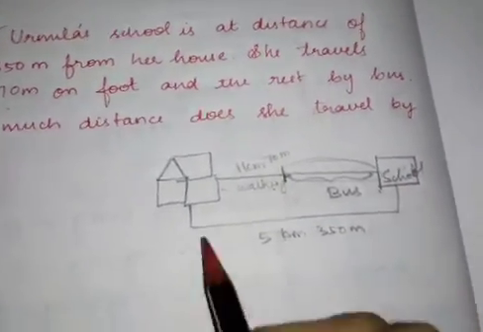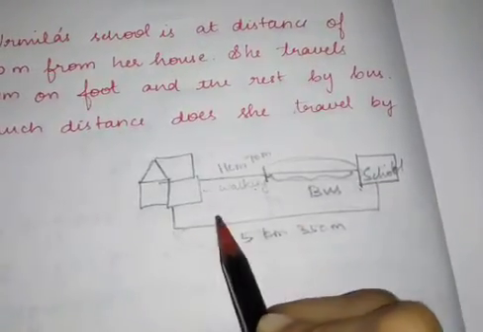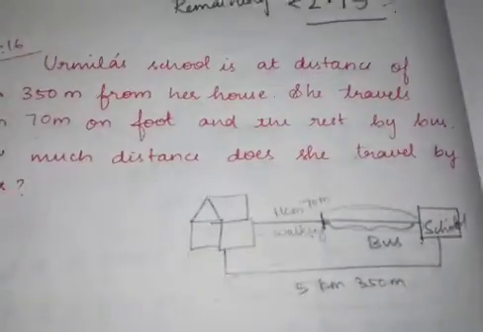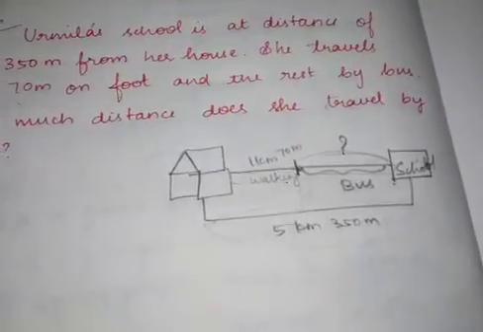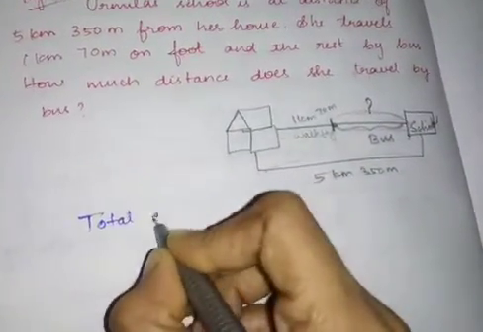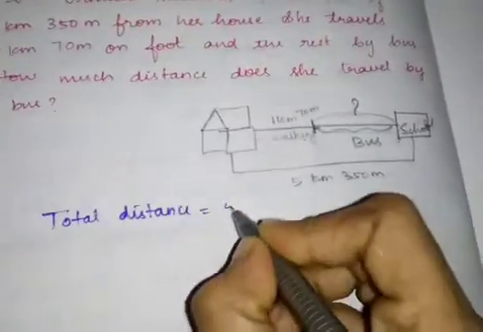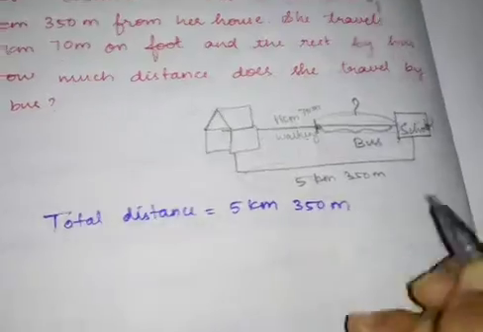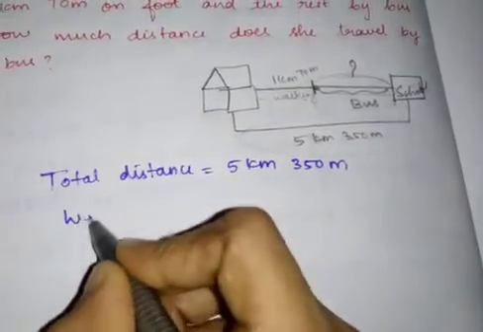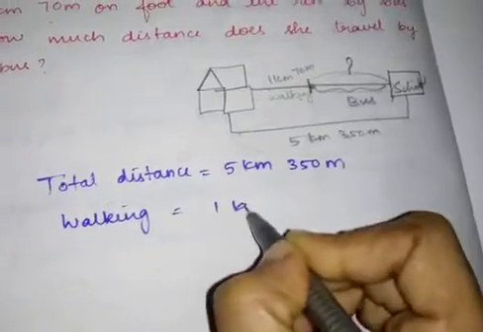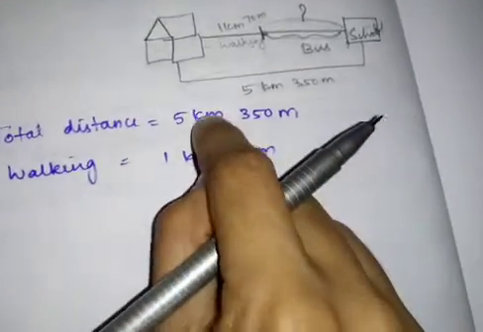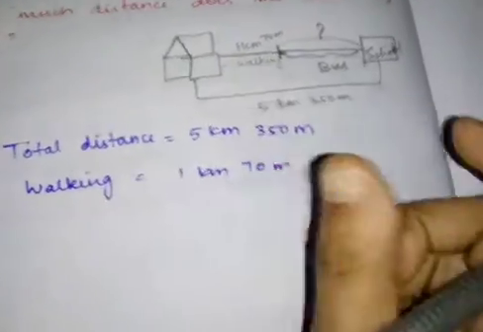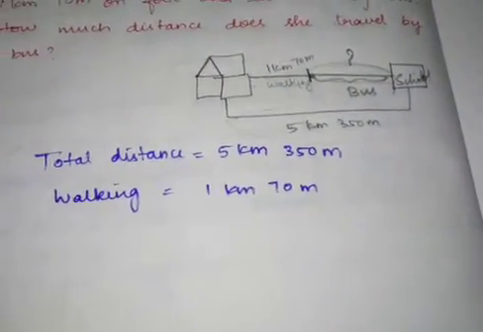So this is your total distance. If you subtract 1 kilometer 70 meter from the total distance, you will get the remaining distance by bus, right? So shall we find the answer now? Total distance from school to home is 5 kilometer 350 meter, right? Now, what is the distance by walking, children? 1 kilometer 70 meter. Can we subtract it directly? No, because one is in kilometer and the other is in meter. Everything should be in a single unit, like I told you in the previous class, right?